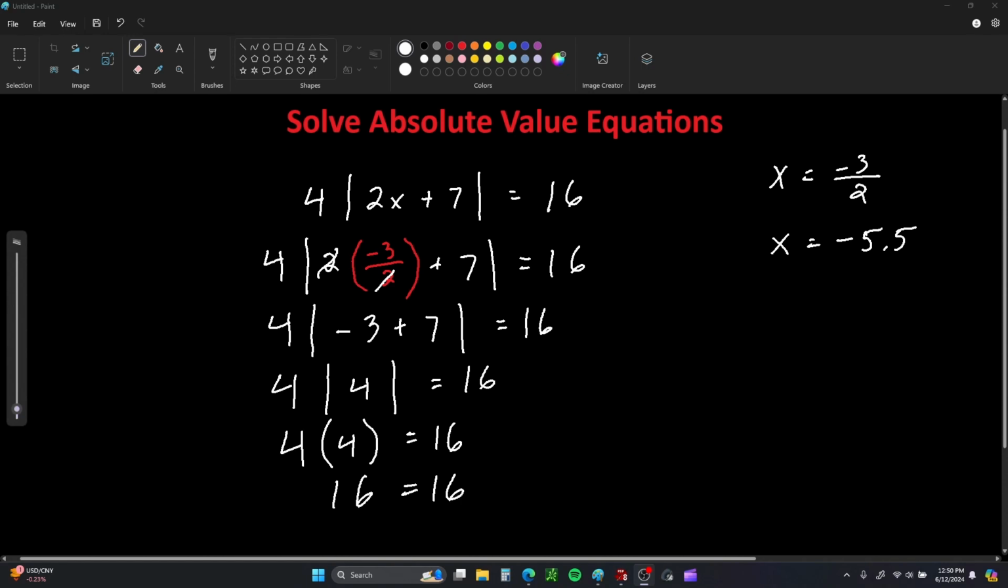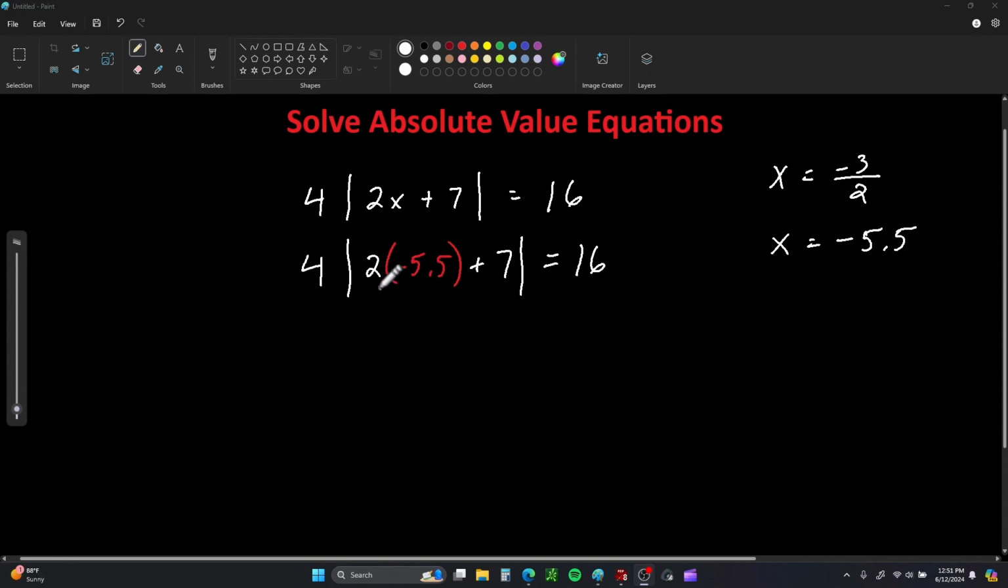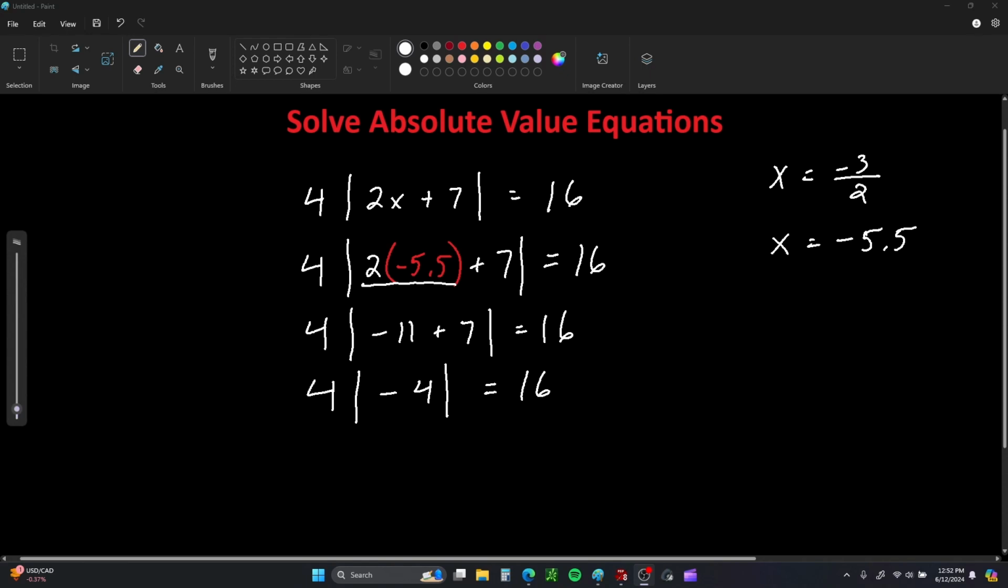Now we'll try minus 5.5. Once I substitute, I can multiply 2 times minus 5.5, which gives me the absolute value of minus 11 plus 7. Further simplifying, I have 4 times the absolute value of minus 4 equals 16. Then finally, that's just going to be 4 times 4, 16. So that again checks out.